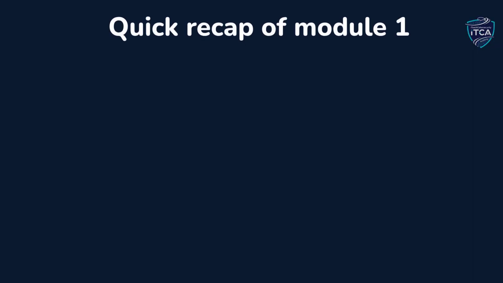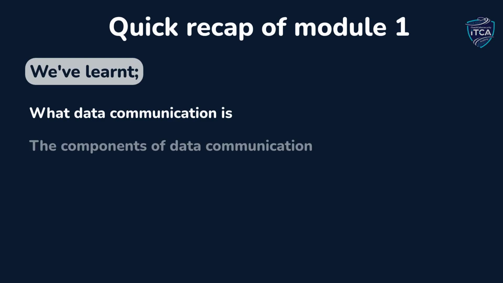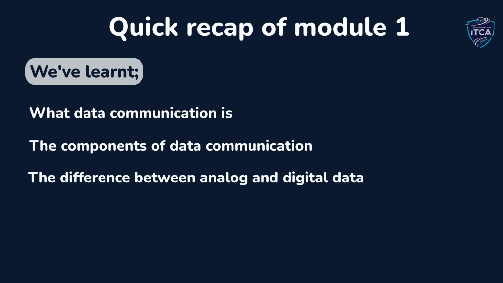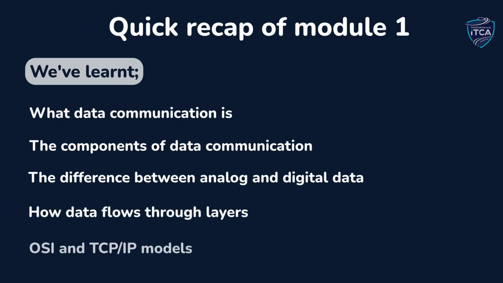Let's quickly recap what you've learned in this module. You now understand what data communication is, the components that make it work, the difference between analog and digital data, how data flows through layers, and how the OSI and TCP/IP models explain real-world communication. Most importantly, you now see that cybersecurity begins with understanding how data moves.